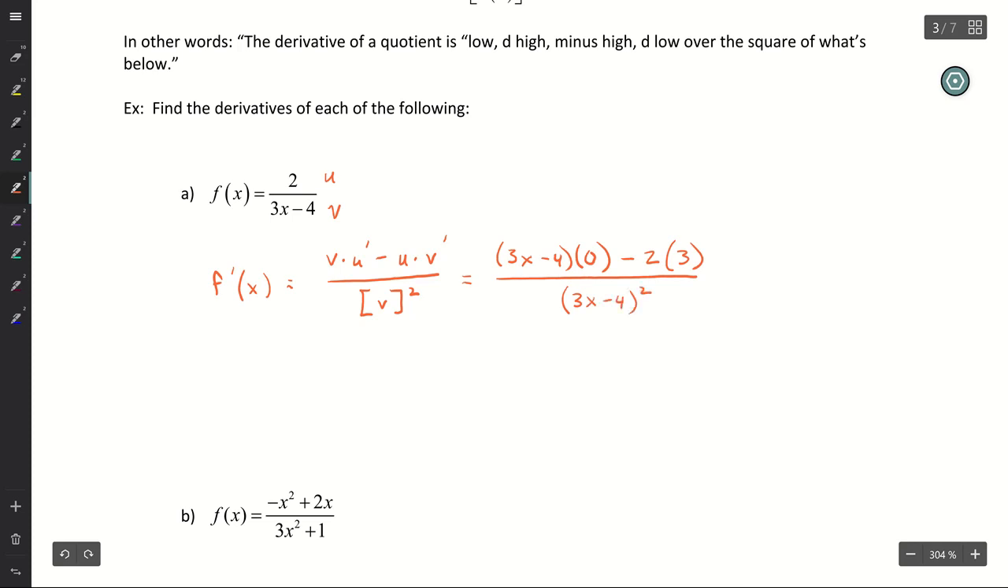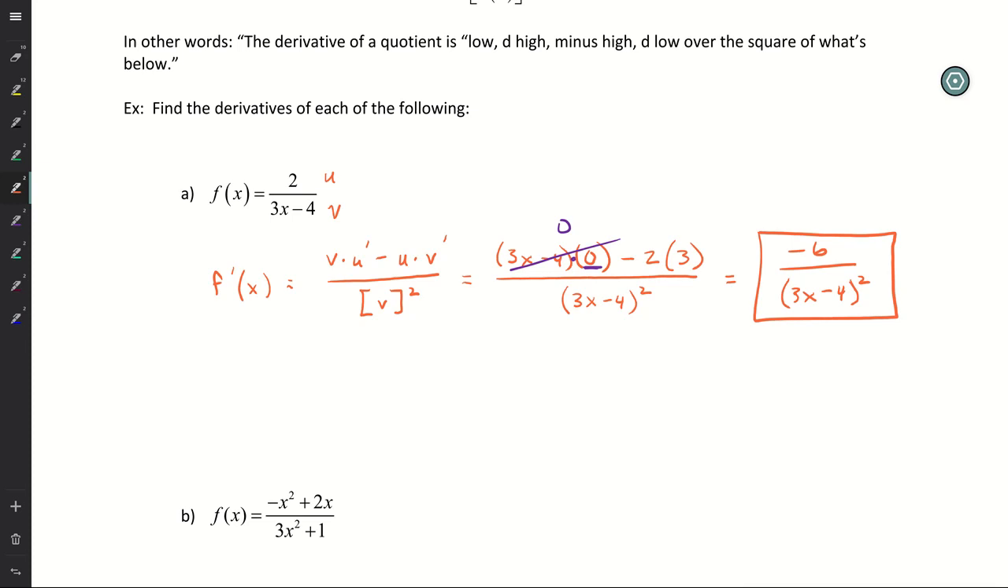All right, from here, we're going to reduce. Now notice that this whole first piece is multiplied by 0, which means that whole part goes to 0. Okay, so that means that in the top, really the only thing left is the negative 2 times the 3, so that'll be negative 6, and then this is all over 3x minus 4 all squared. Now, on these type of problems, what we want to do at the end of them is make sure that everything is factored completely.